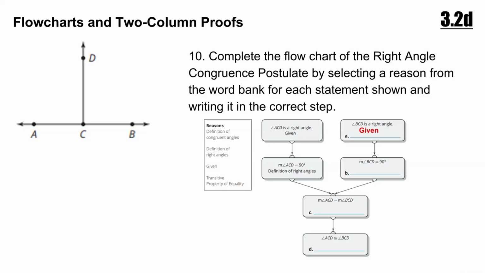Because angle BCD is a right angle, then it equals 90 degrees because that is the definition of a right angle. Because angle ACD and angle BCD equal the same thing, 90 degrees, they are equal to each other by the transitive property. Because both angles equal each other, then they are congruent to each other by the definition of congruent angles.